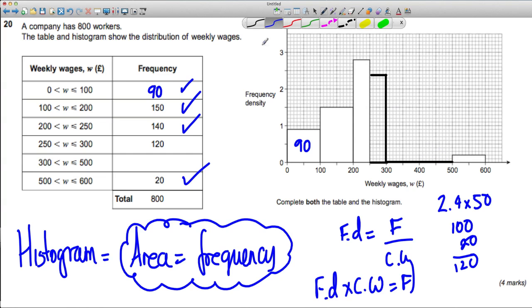Oh, well, we can easily work this out. We know this must add up to 800, so you just add these up. So you would just do in your head 90 plus 150 is 240. Plus another 140 is 380, plus 120 would be 500, plus 20 would be 520. So 800 take away 520 would be 280. So it would need to be 280 in here.